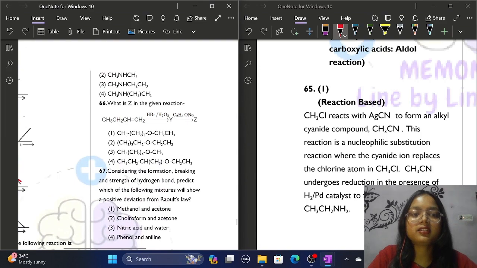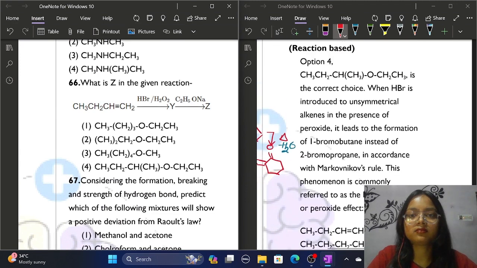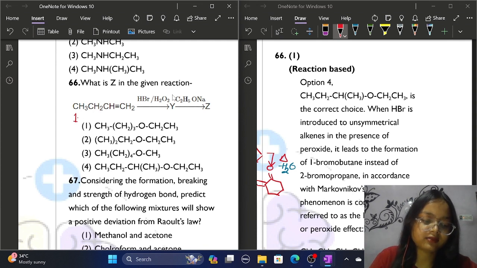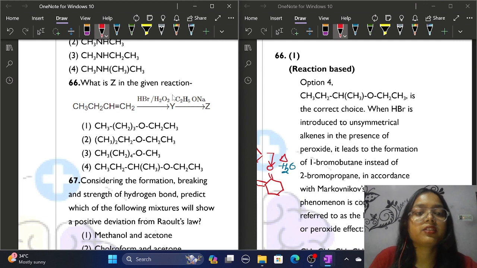Question number 66. What is Z in the given reaction? Here we have a compound. What type of alkene is there? It is an unsymmetrical alkene, right? The unsymmetrical alkene on reaction with HBr and hydrogen peroxide, so what will happen here?